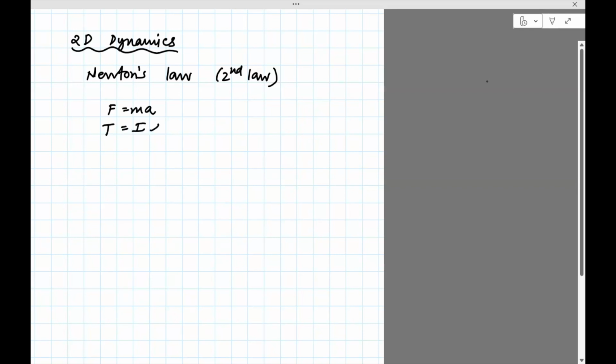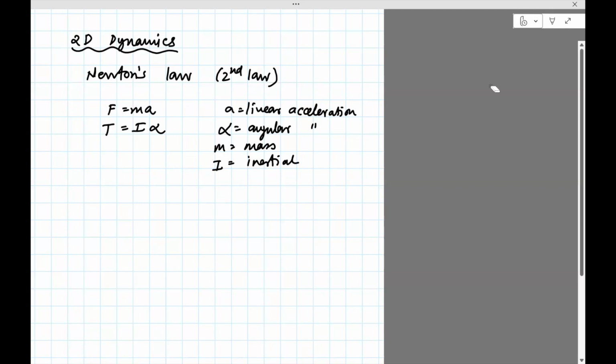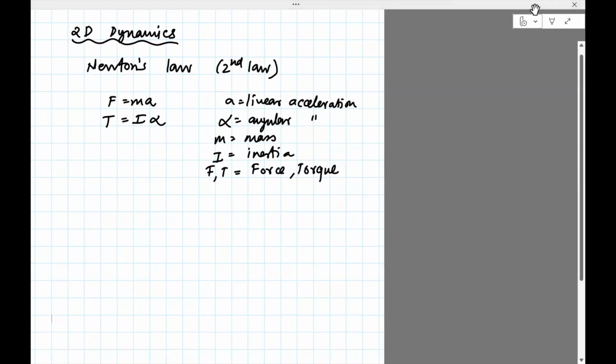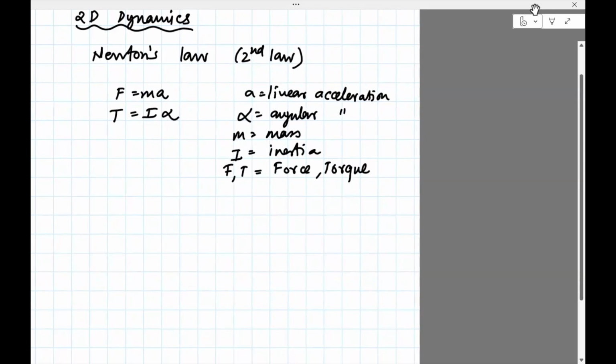and torque equals I alpha, where a is the linear acceleration, alpha is angular acceleration, m is mass, I is inertia. F and T are force and torque respectively. For the remainder of this class, we will talk about how to do these calculations.